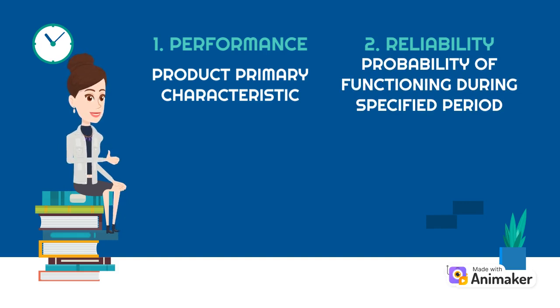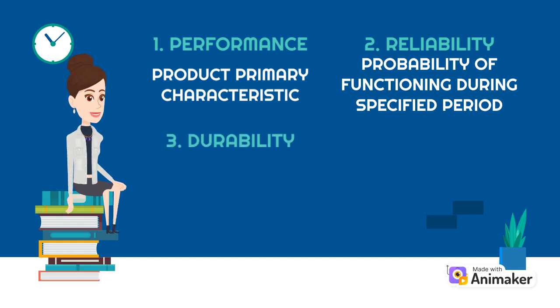Reliability reflects the probability of functioning during a specific period. Usually, all products will have a warranty. If the product breaks down during the warranty, we can always submit it to the supplier to bring it back in.